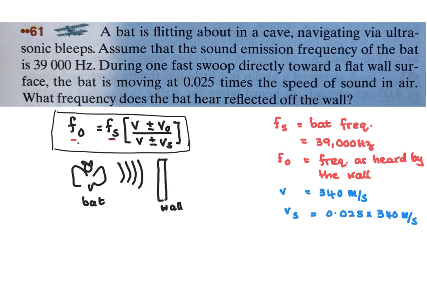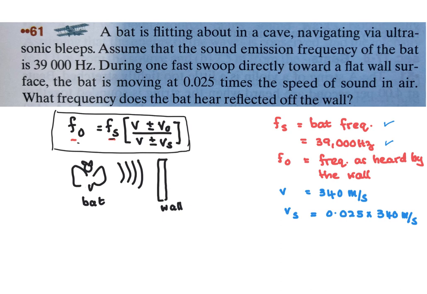First of all, we have to understand that the source here is the bat, and the bat is emitting a frequency of 39,000 hertz, and in this case the observer is the flat wall. I know that it is not really an animated thing, but in this case we take the observer as the flat wall, and the wall is not moving anywhere.